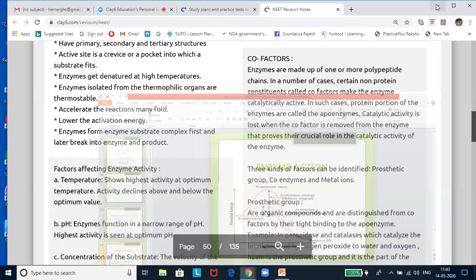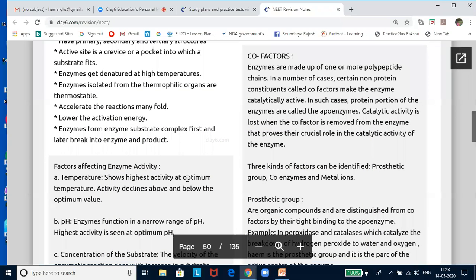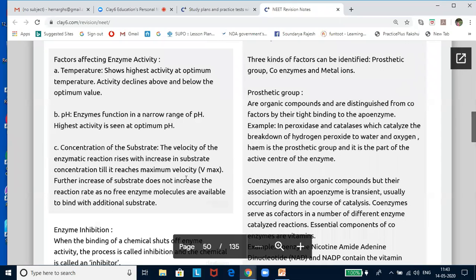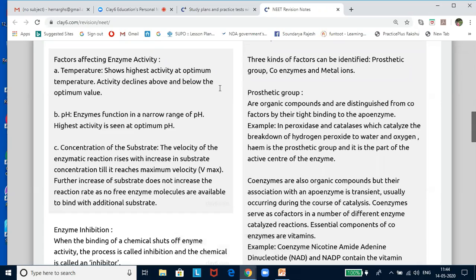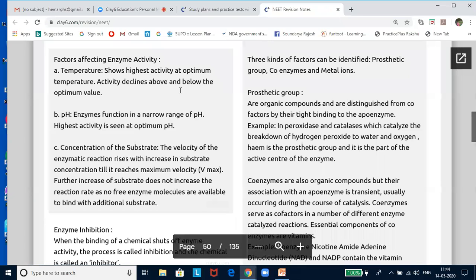Now, let us look at the factors that affect enzyme activity. One is temperature, second is pH, third is concentration of the substrate. So temperature shows highest activity at the optimum temperature. Activity declines above and below the optimum value. Higher temperatures will denature the enzymes. At lower temperatures, enzymes will not be able to work. That is why we have to maintain the correct or optimal temperature.